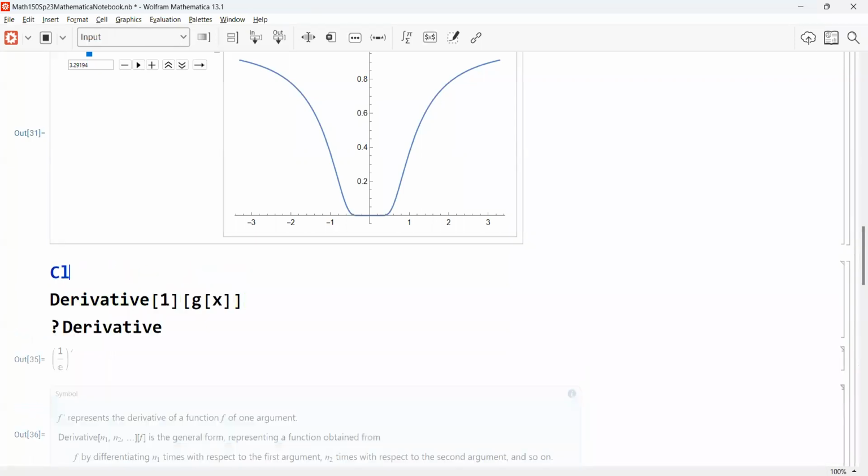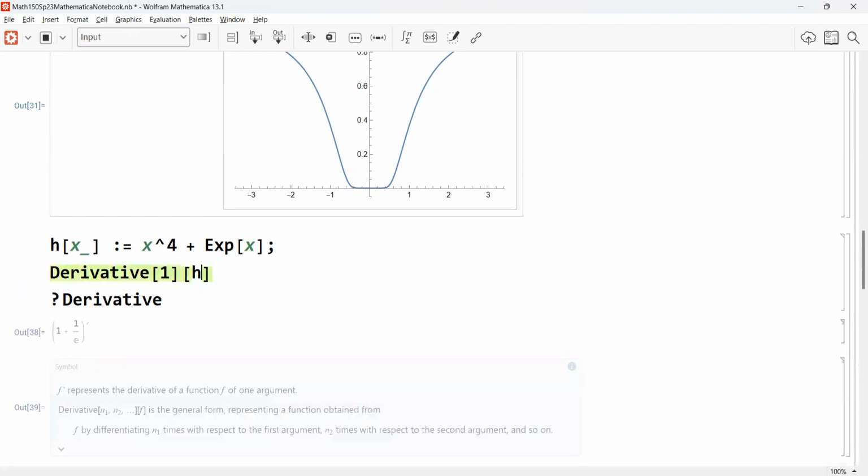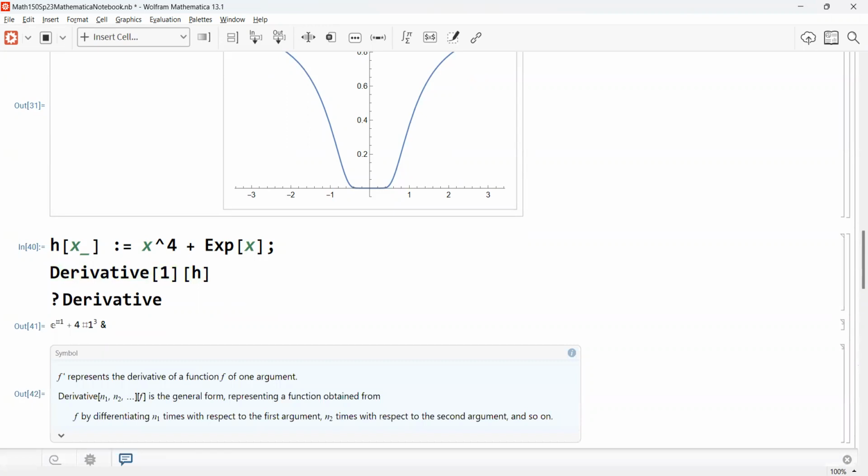So let's clear G. Well, let's take a new, simpler function. Let's take h of x to be x to the 4th plus exponential of x. We should be able to calculate the derivative of that without too much trouble. All right, so now when I'm trying to take the derivative, maybe I don't have the x here. Okay, and so you can see it's giving me e to the argument plus 4 times the argument cubed. Does this look at all like a derivative as you're used to seeing?